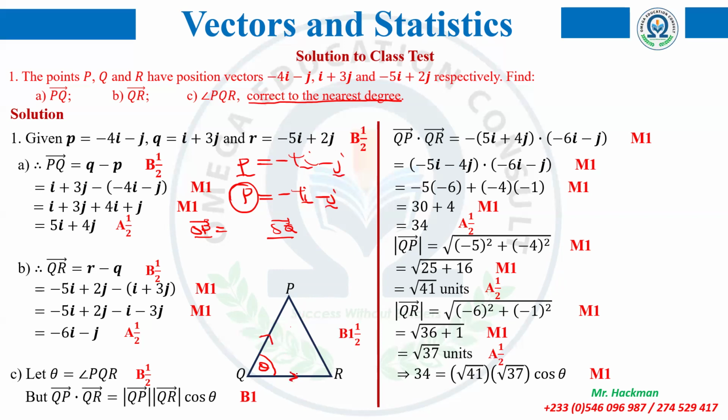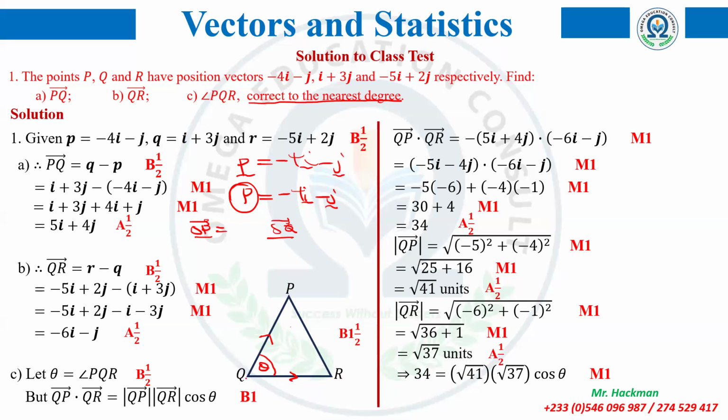So in that case, you can see that my vectors are moving away from the point where the angle is formed. Or another way is to do vector PQ. In that case, you can see that your vector is moving towards your Q. It means the other vector that you are going to dot with should also move towards Q.